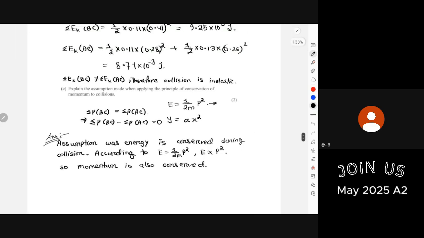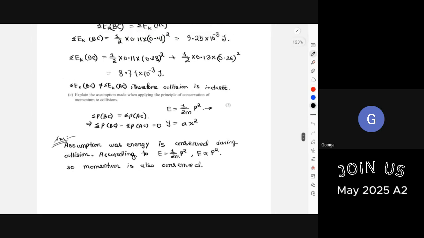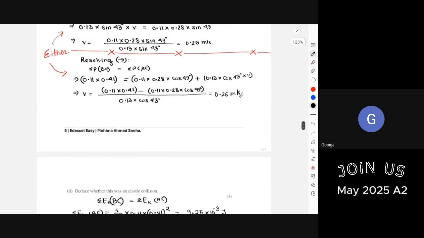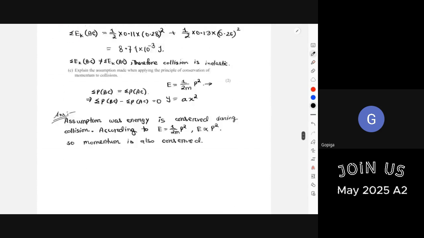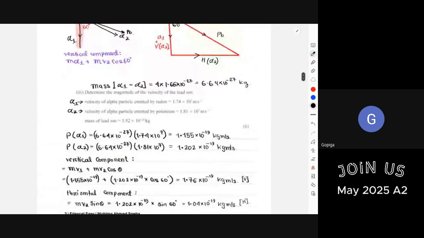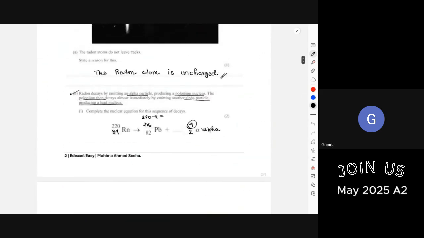For Fatima Gopi, is there any problem for part C? No, ma'am. Okay. Now, if there is no problem, then this is it for your momentum. We have finished linear momentum. We have finished angular momentum. I think from tomorrow we'll start with electric fields.